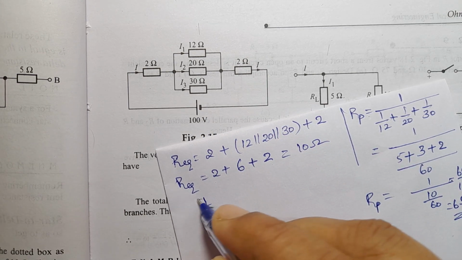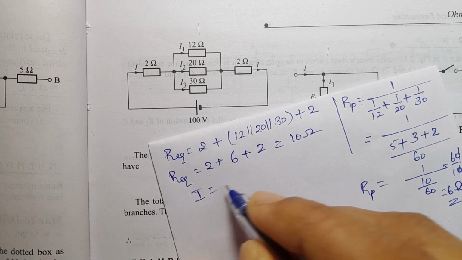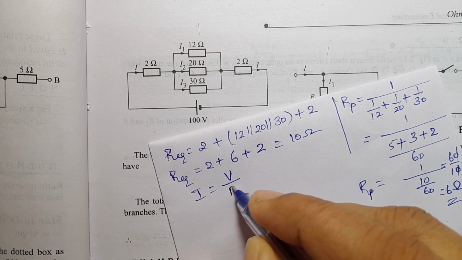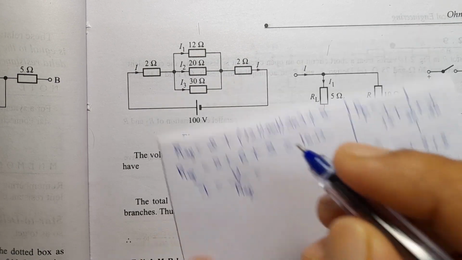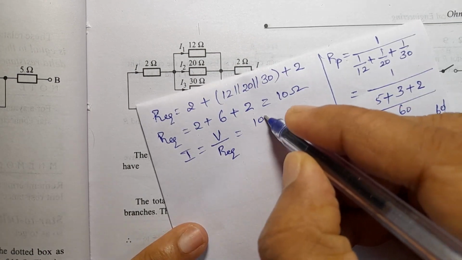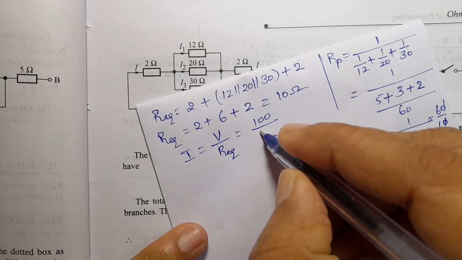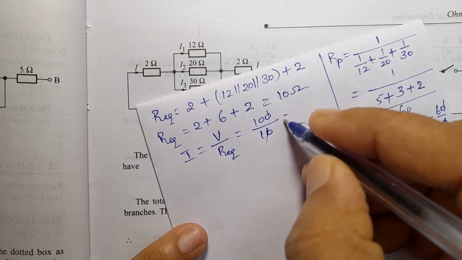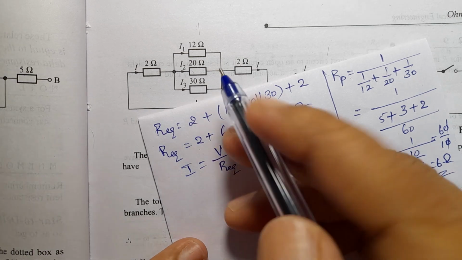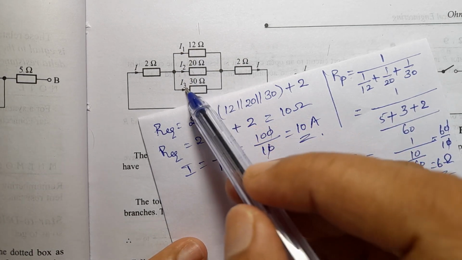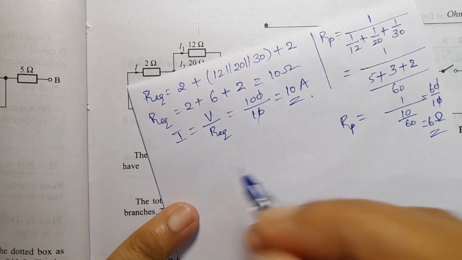So then supply current I equals voltage divided by R equivalent. Supply voltage is 100 divided by R equivalent is 10. So 100 by 10, 10 amps. So the supply current is 10 amps. Now find out the branch currents I1, I2, I3, the parallel currents.